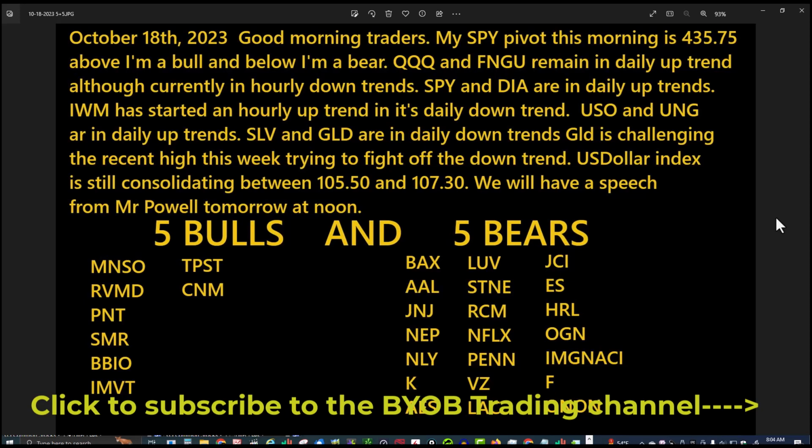QQQ and FNGU remain in daily uptrends, although currently in hourly downtrends. SPY and Diamond Dow are in daily uptrends. IWM has started an hourly uptrend in its daily downtrend.